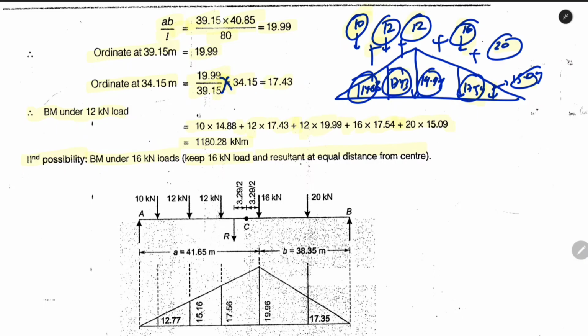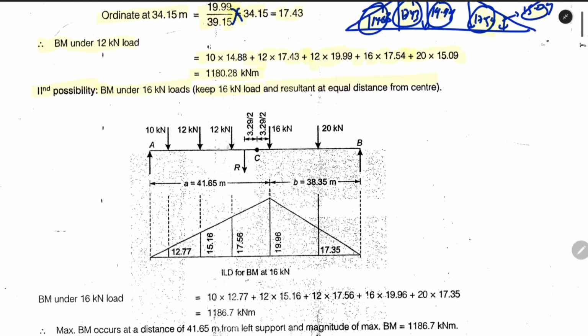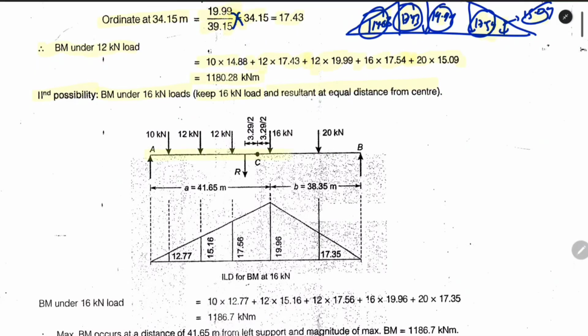So in a similar way we can find the value for this, and on solving this, the bending moment under the 16 kilonewton load is 1186.7, so it is slightly larger. So the maximum bending moment occurs at a distance of 41.65 from the left support, and the magnitude of the maximum bending moment is 1186.7.